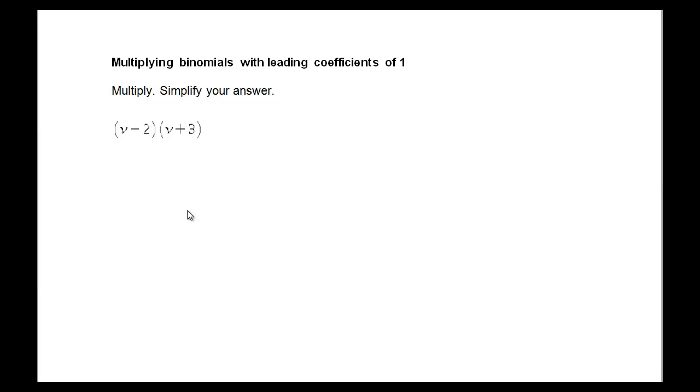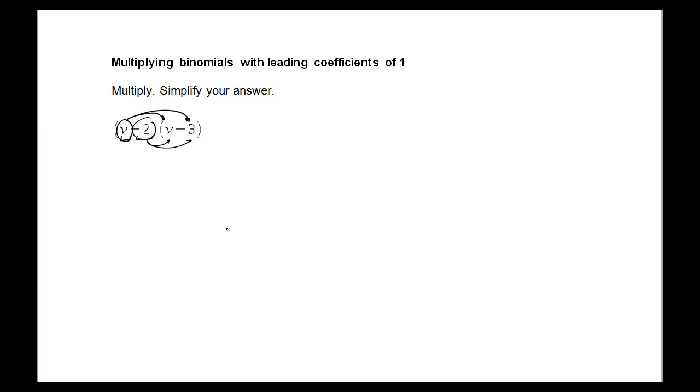Now we're going to be multiplying two binomials, and their leading coefficients are 1, so we don't have to worry about multiplying the coefficients. But it's basically you want to take each term of the first binomial. So if you look at the first binomial, you have this term v here, and then you have this -2 here. So you want to take each of these terms, and you want to multiply it to each term in the second binomial. And so I'm going to take this -2 and I'm going to multiply it to each term of that.